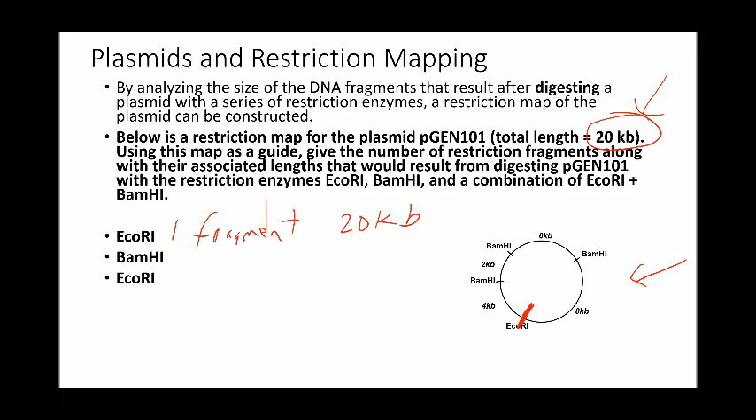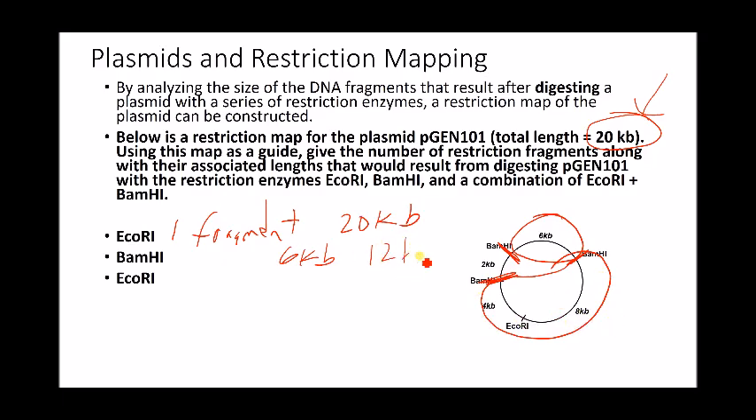Now, on the other hand, if we treated it with BamH1, that enzyme cuts at this restriction site and this site and this site. So it cuts in three places. So we would get a fragment, this fragment, that is 6 kilobase pairs. We would get another fragment that would be this whole section right here, because remember, we're not using EcoR1 right now. So we would get another fragment that's 12 kilobase pairs. And then finally, we would get this fragment, which is 2 kilobase pairs. So we would expect on this part to get 3 fragments. I'm just going to abbreviate that, 3 frags.